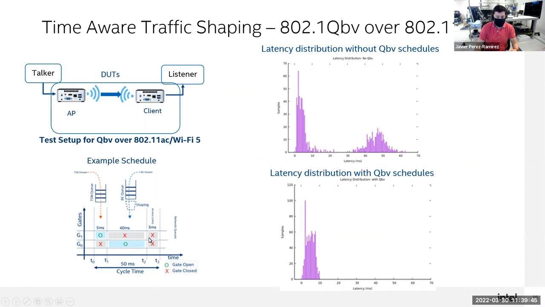And here on the right-hand side, what we see is the latency histogram with no QBB and with QBB. And I think results are self-explanatory, right? So when you have QBB, you can do the traffic shaping and guarantee that you're below the 10 millisecond. When you don't, you might have issues of best effort accessing the channel and not allowing the TSN traffic to access the channel on time, and thus meet the latency requirement.